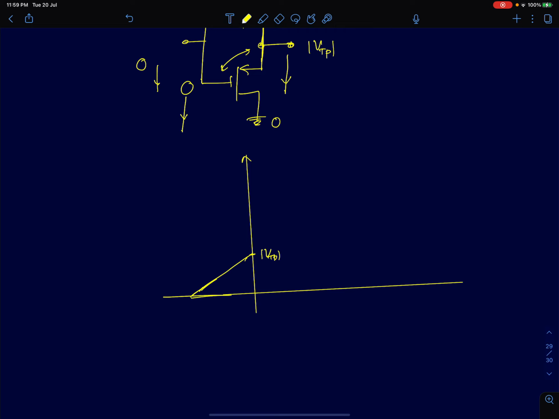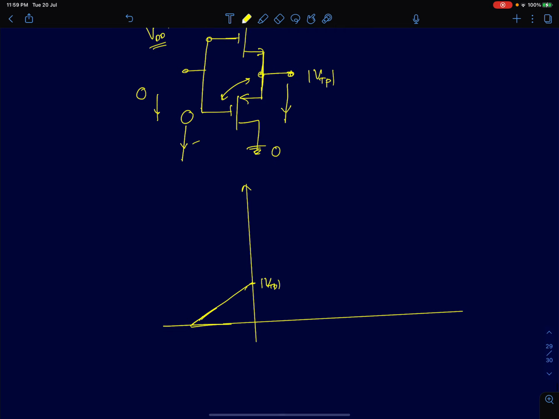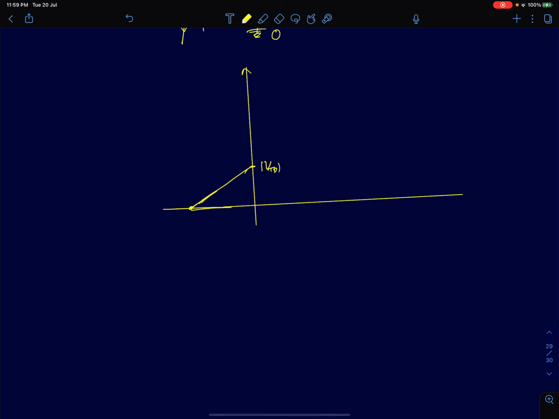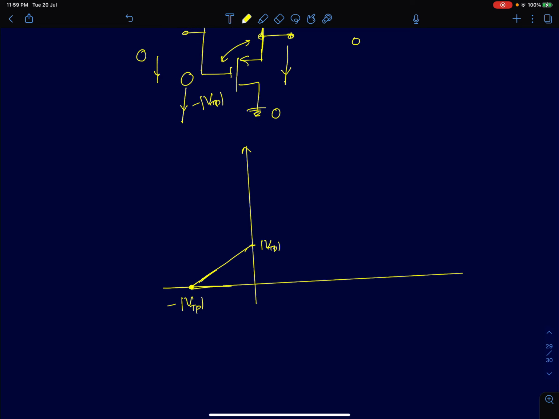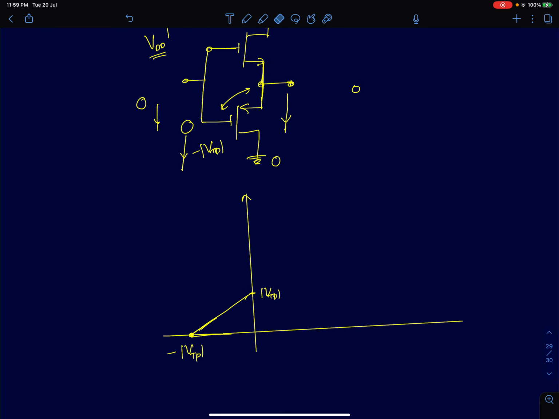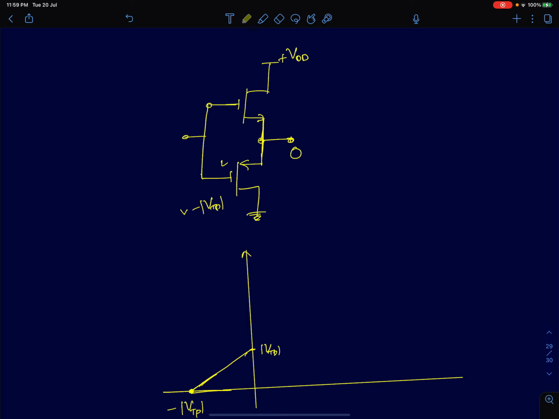And at some point when your input reaches minus mod VTP, your output will go to 0. So this is the point. That's where we are at. Your input is at minus mod VTP now, and the output has gone to 0. Now I'll increase from minus mod VTP all the way to VDD and a voltage higher than VDD, and we'll see how the graph looks.